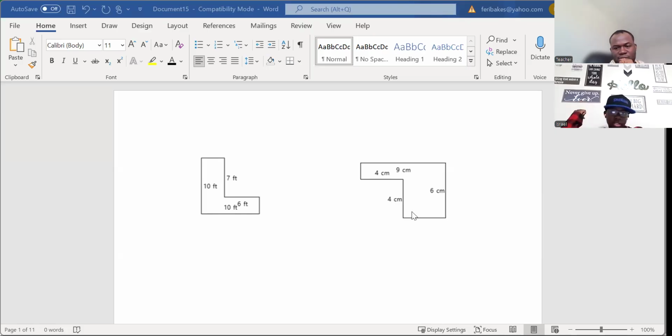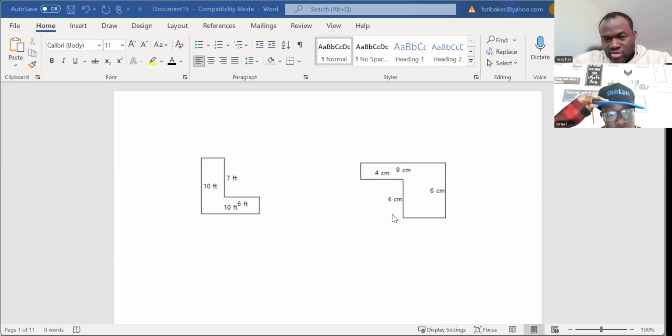Then the second question: this length is 7 centimeters, 9 centimeters, and here 6 centimeters. You have to find this yourself. This is given as 4 centimeters. This is given as 4 centimeters. You have to find the space yourself. Okay, so you're going to solve the two questions, and I'm going to set some time for you. Let's see how long it takes you to solve both questions. You're going to find the area and the perimeter of the two questions.